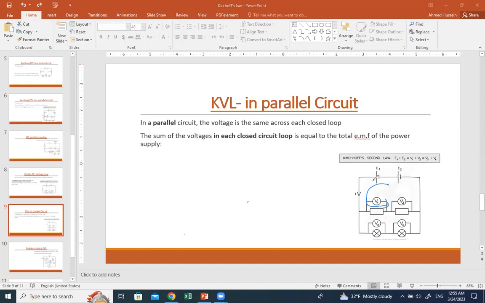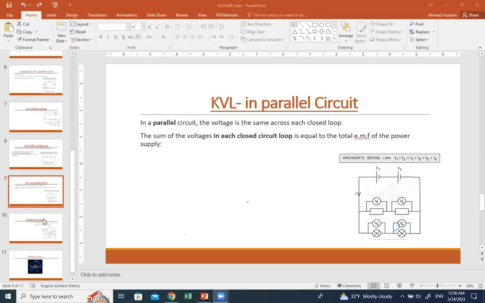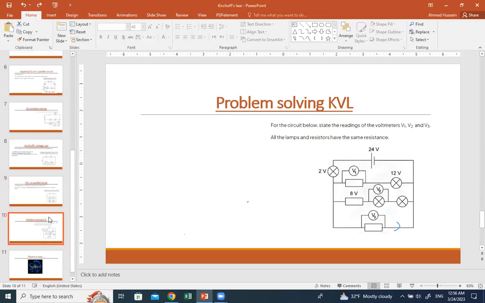That's the first loop. If we consider the second loop, E1 plus E2 is also the total EMF, and in this case it would equal V3 plus V4. That's the voltage drop in these 2 light bulbs. Straightforward and easy, but we still need to solve one problem. So let's go to the next slide. Here we have a very nice problem.